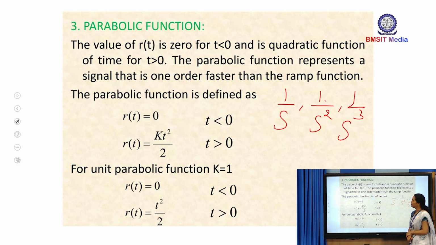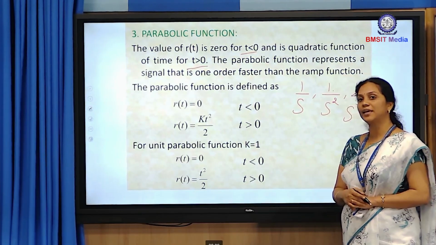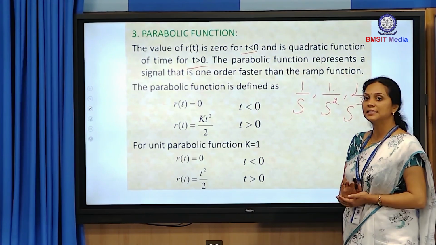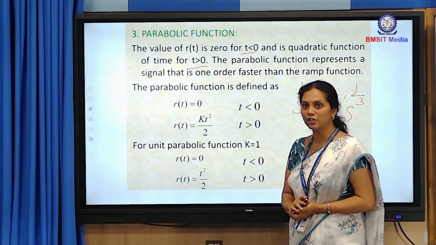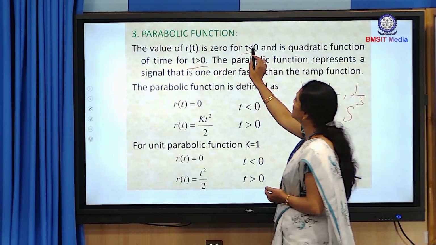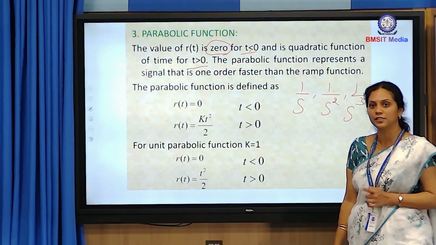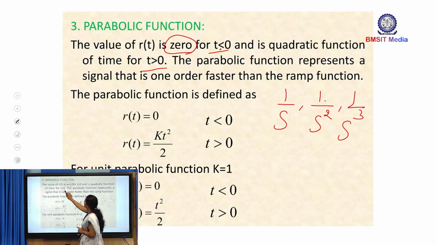Let us see what the definition is. The value of r of t is 0 for t lesser than 0 and is a quadratic function for t greater than 0. You have seen in the previous two cases these two cases, for lesser than 0 and for greater than 0. In a similar manner, in the parabolic function also, if the t value is lesser than 0, the r of t value is equivalent to 0. If the value of t is greater than 0, the type of function we will be considering is a quadratic function.